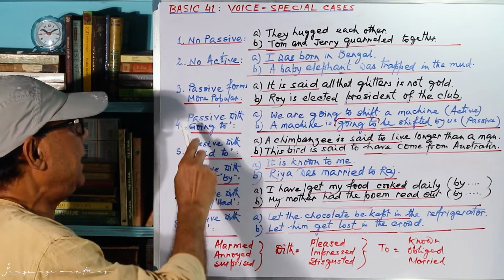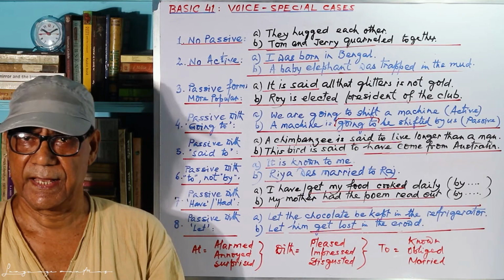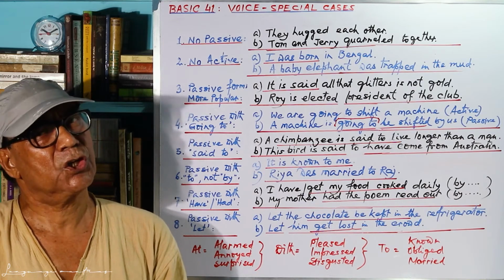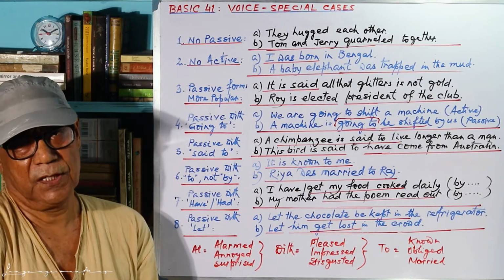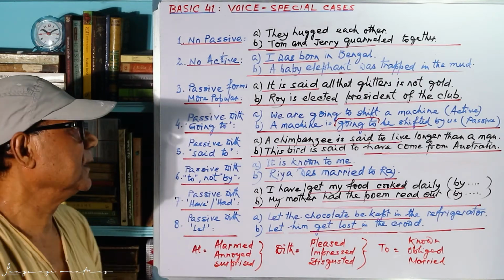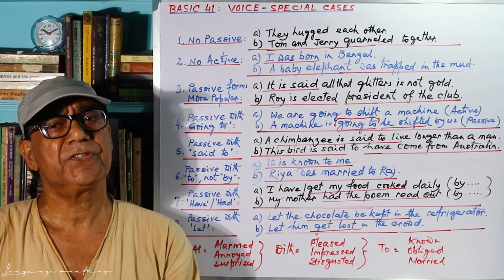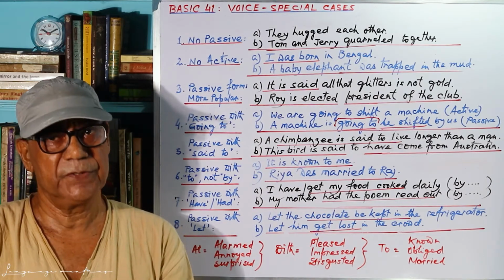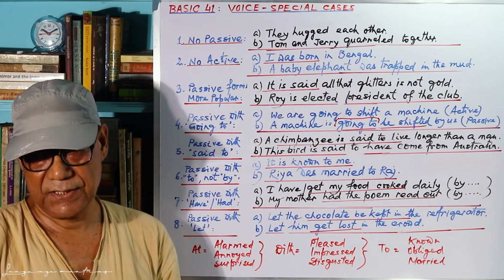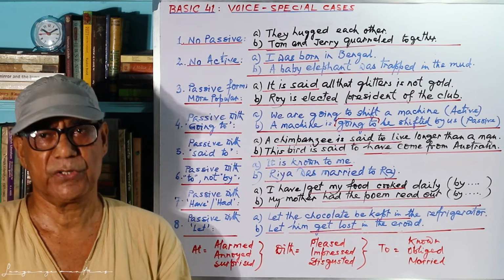Next one, passive forms more popular. That means there are certain forms, they are passive, and active forms are possible. But the passive forms are more popular. It is said all that glitters is not gold. That means everybody says, people say, they say that all that glitters is not gold. So this is a popular saying.